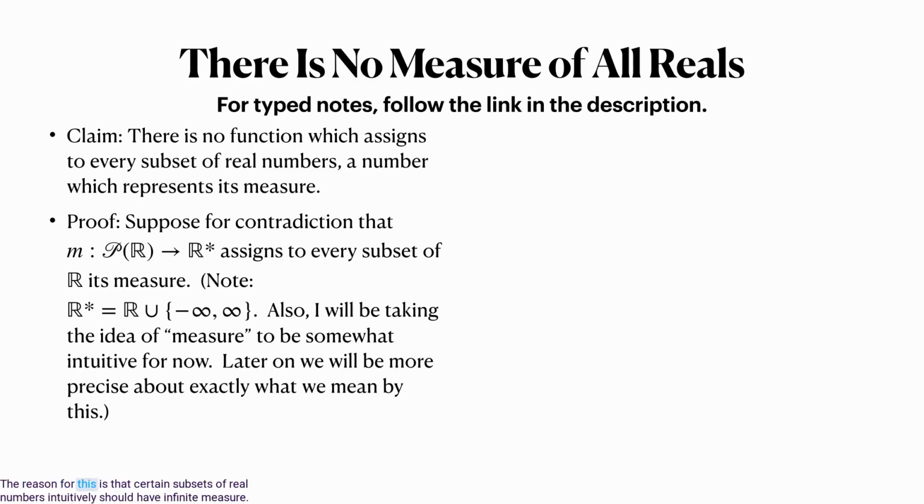The reason for this is that certain subsets of real numbers intuitively should have infinite measure. For instance, the entire real line should have infinite measure, and so should any infinite ray. By infinite ray, I mean an interval like the one with left endpoint 0 and right endpoint infinity, since it starts at a point and goes to infinity.